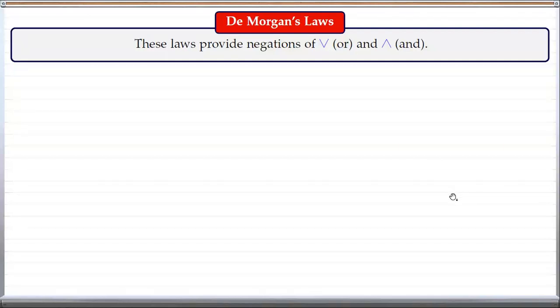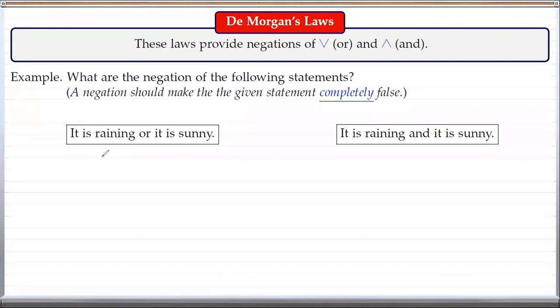In this video, we will talk about De Morgan's laws. De Morgan's laws provide negations of statements combined with and or. Let's look at these two statements first as an example. The first one says it is raining or it is sunny. So we want to find a negation of this one. And like it says here, a negation should make the given statement completely false.